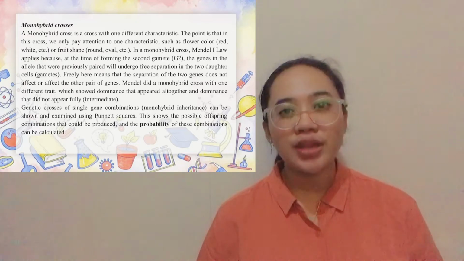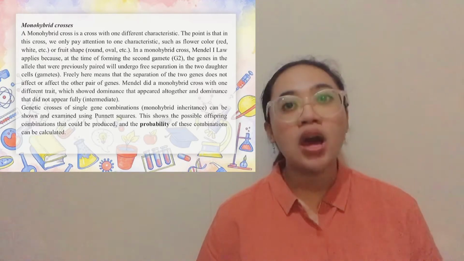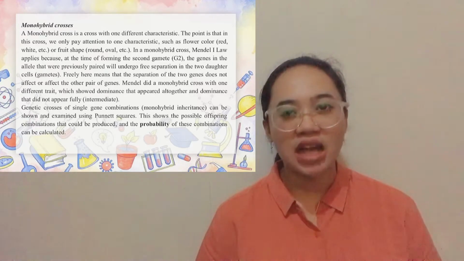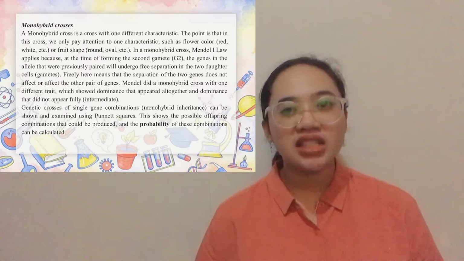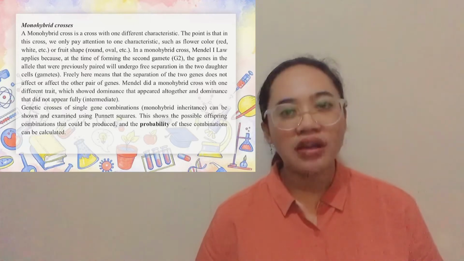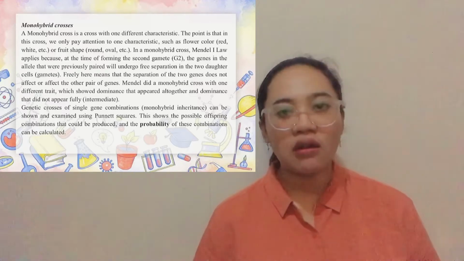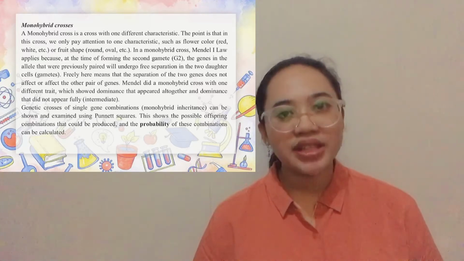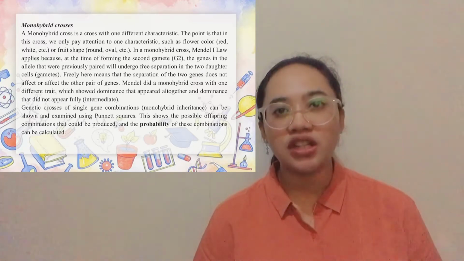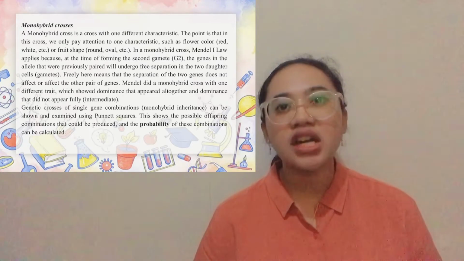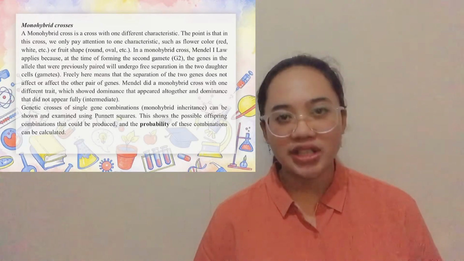In a monohybrid cross, Mendel's first law applies because at the time of forming the second gamete, G2, the genes in the allele that were previously paired will undergo free separation in the two daughter cells or gametes. Freely here means that the separation of the two genes does not affect the other pair of genes.